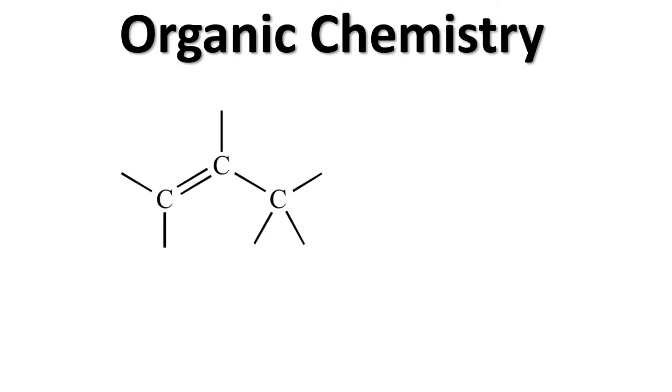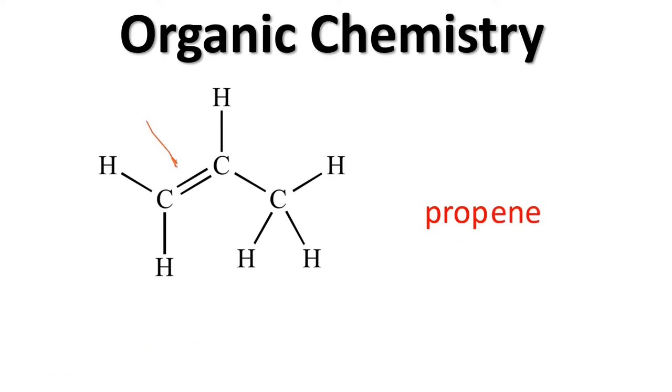Well, what do you think about this one? It's got 3 carbons to it, so it must be a prop, and then it's got a double bond right there, so it must be propene. So that is our second simplest alkene.